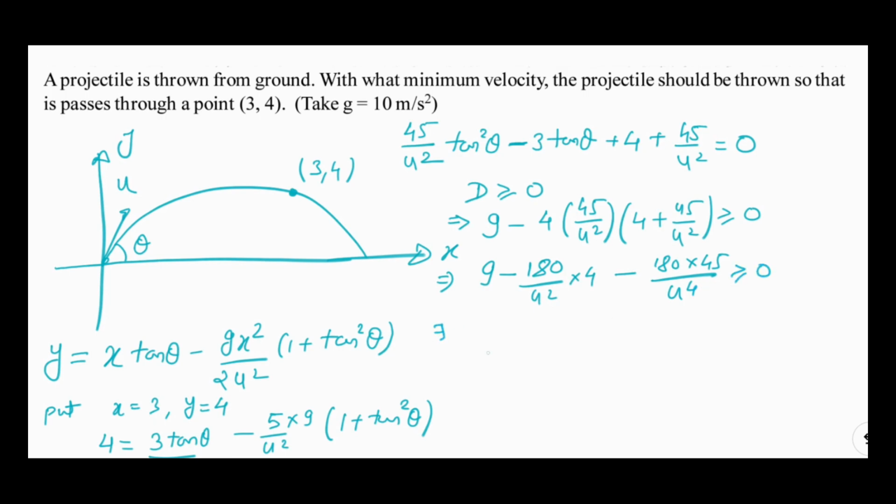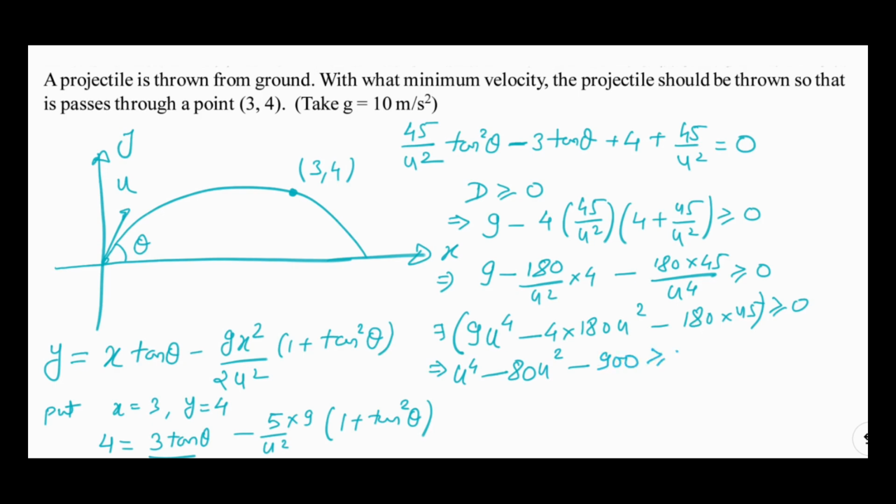We can multiply this equation by u to the power 4, then I will get 9u to the power 4 minus 4 into 180 u square minus 180 into 45. This needs to be greater than or equal to 0. This is again a quadratic equation in u square, and we need to find the values of u for which this is greater than or equal to 0. We can divide it by 9. So I will get u to the power 4 minus 80 u square, since 720 divided by 9 is 80, minus 900, since 180 into 45 divided by 9 is 20 into 45. It is greater than or equal to 0.